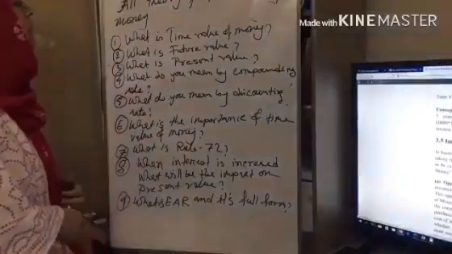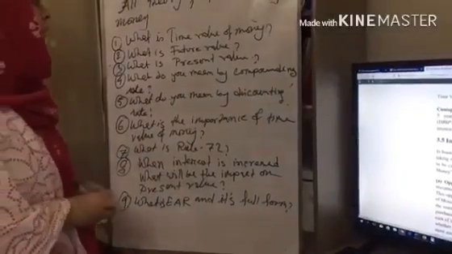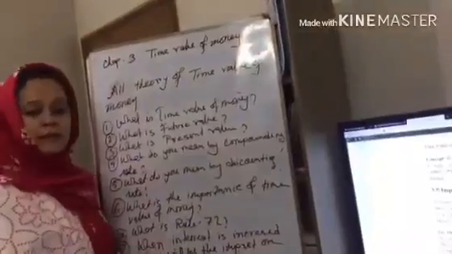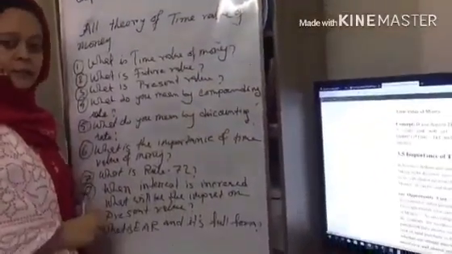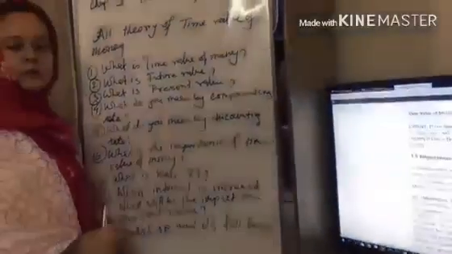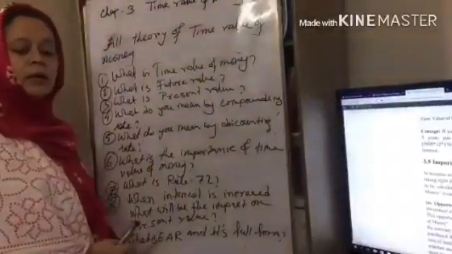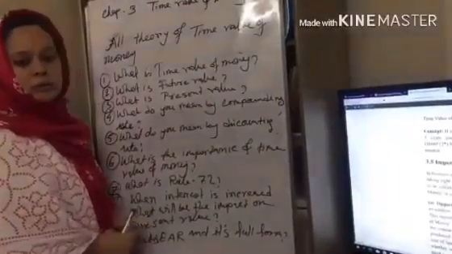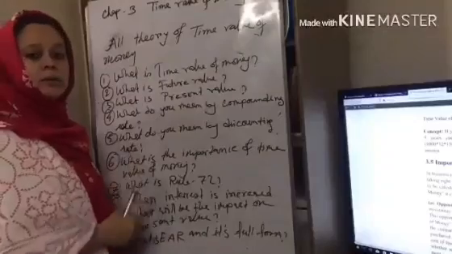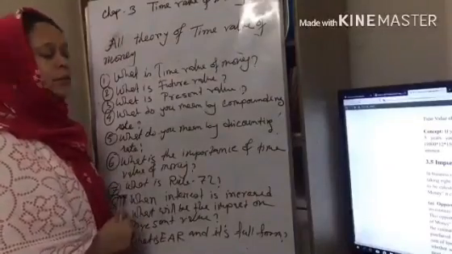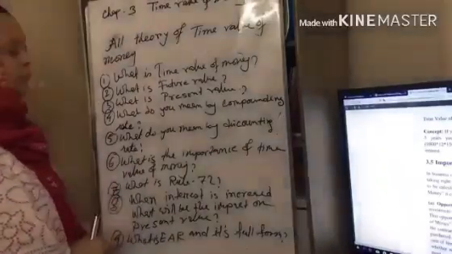First one, what is time value of money? When the value of money changes with time, it's called time value of money. For example, today I have 1000 taka, and 5 or 7 years later I will get more than 1000 taka because an interest rate is multiplying here. This is called the time value of money.